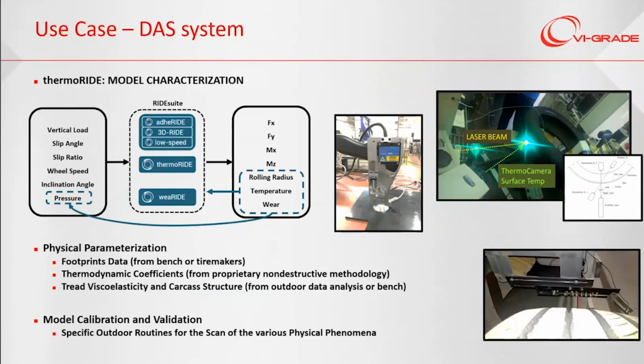To build a more physical tire model, 2 steps are performed. A first physical parameterization to obtain footprint data, thermodynamic coefficients, and many others. And secondly, a model calibration and validation through specific outdoor tests. I'd like to highlight that these steps were carried out at the Unina Tire Lab using non-destructive methodologies.